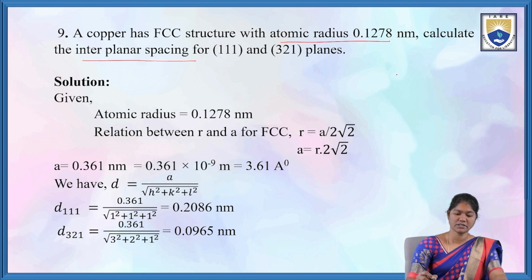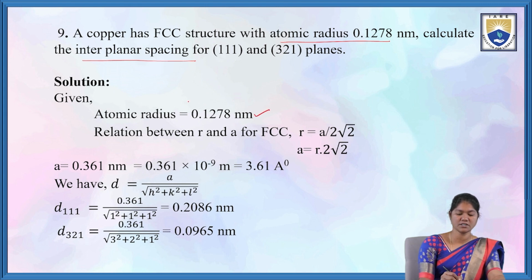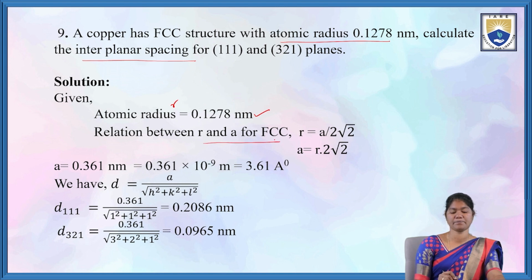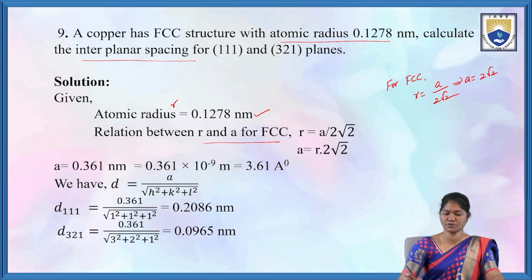So here the data given is the atomic radius, R equals 0.1278 nanometers. This is the R value. The relation between R and A for FCC is R equals A by 2 root 2. So this implies A equals 2 root 2 R.